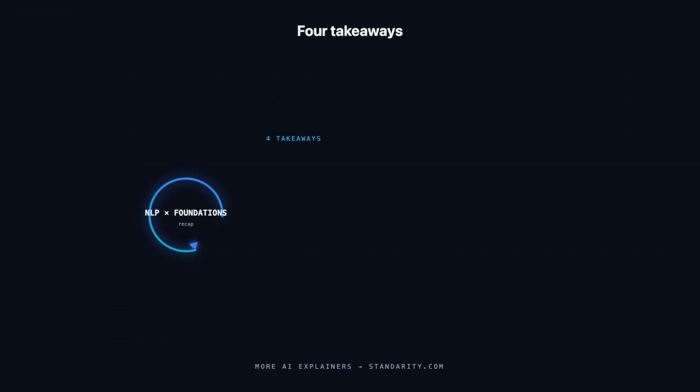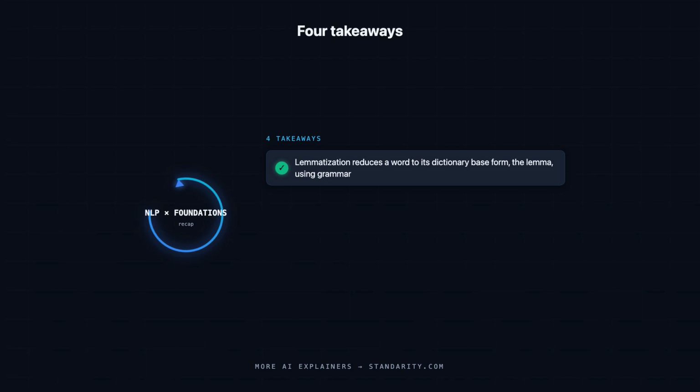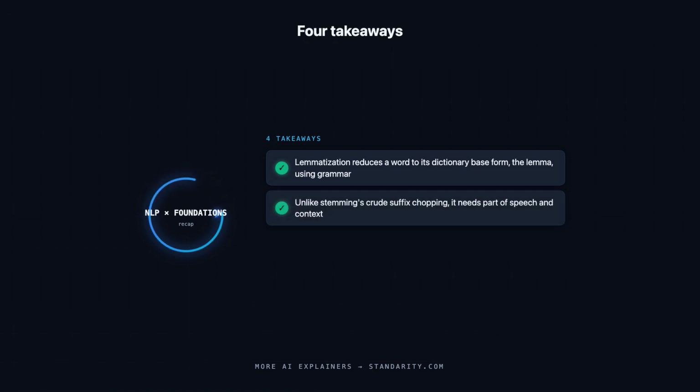All right, let's lock in what matters. Lemmatization reduces a word to its dictionary base form, the lemma, using vocabulary and grammar, so running, ran, and runs all become run. Unlike stemming, which crudely chops suffixes and often produces non-words, lemmatization consults a dictionary and needs the part of speech and context to pick the right root.